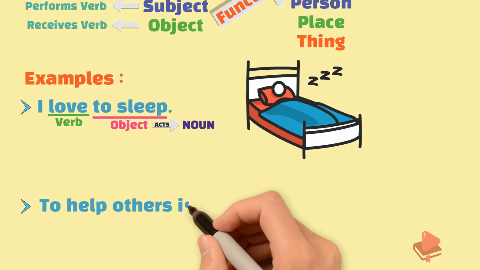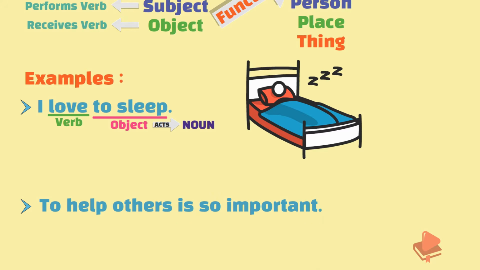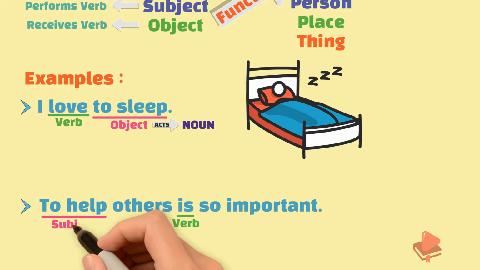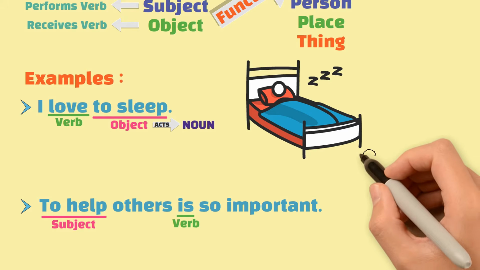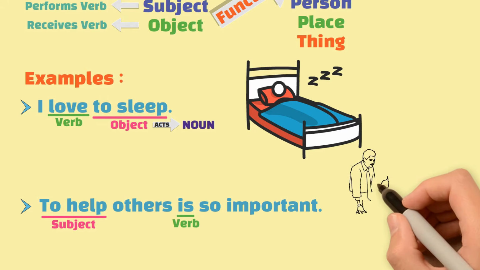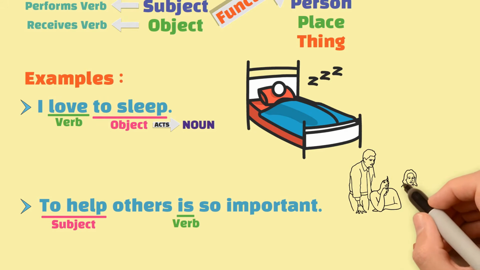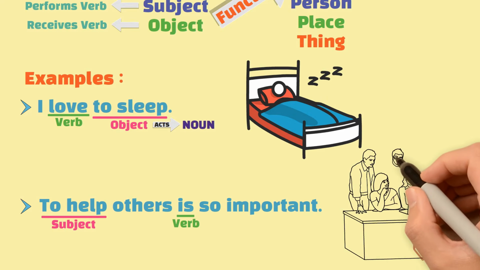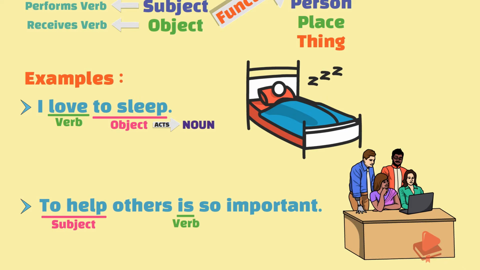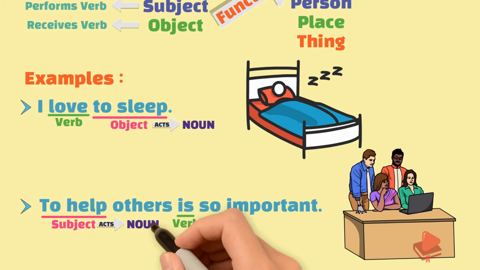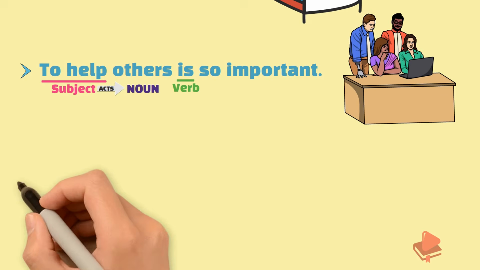To help others is so important. In this example, we have the verb is and to help is the subject of the sentence. This means that the infinitive functions as a noun in this sentence. Here, to help is used as a subject in the sentence, so it acts as a noun. Let's understand with one more example.